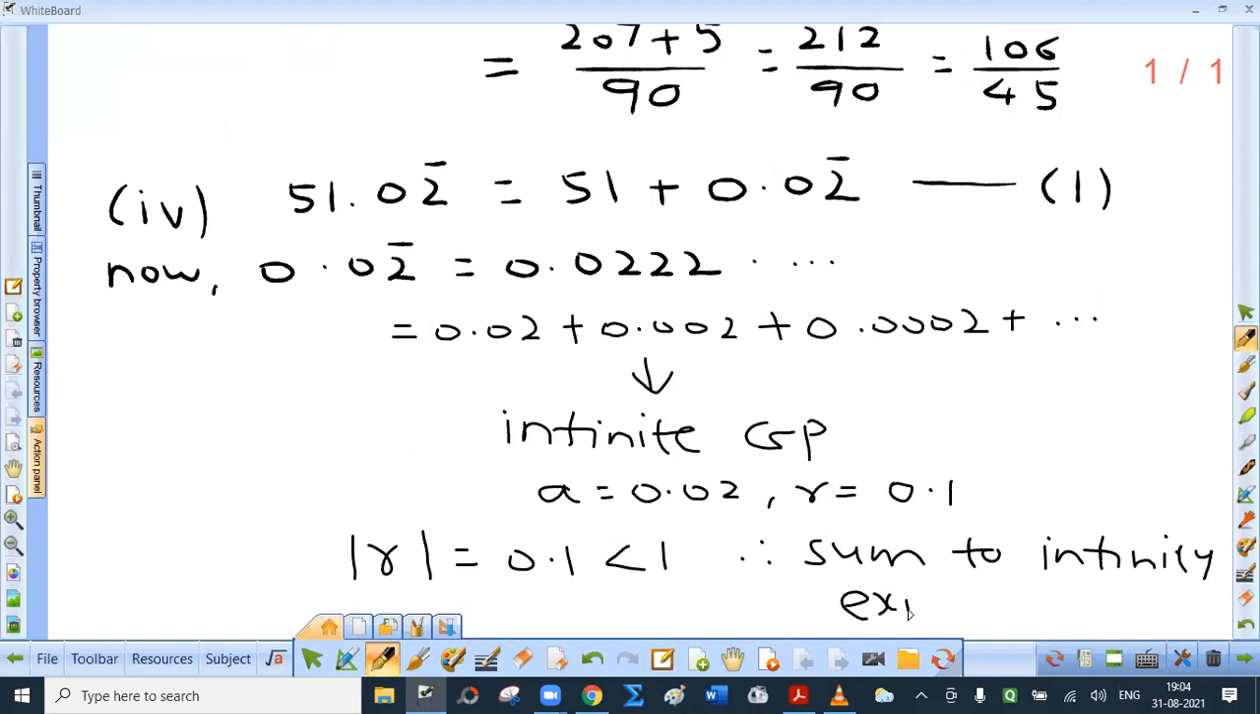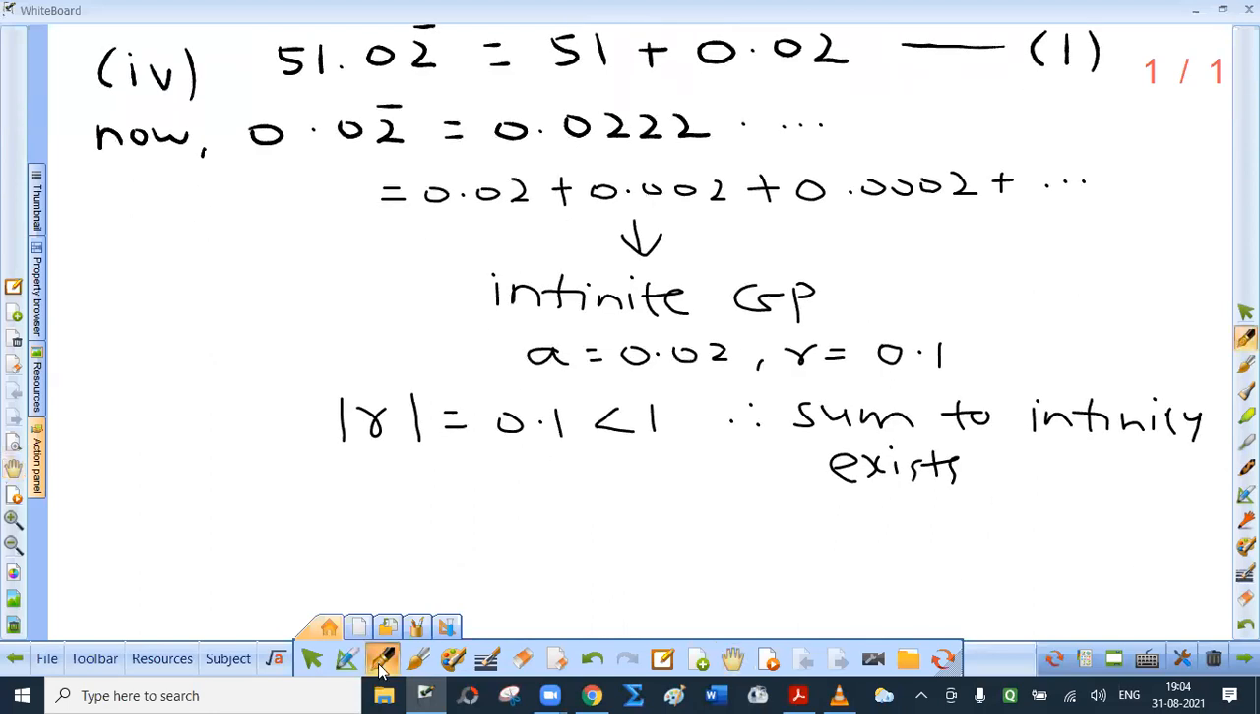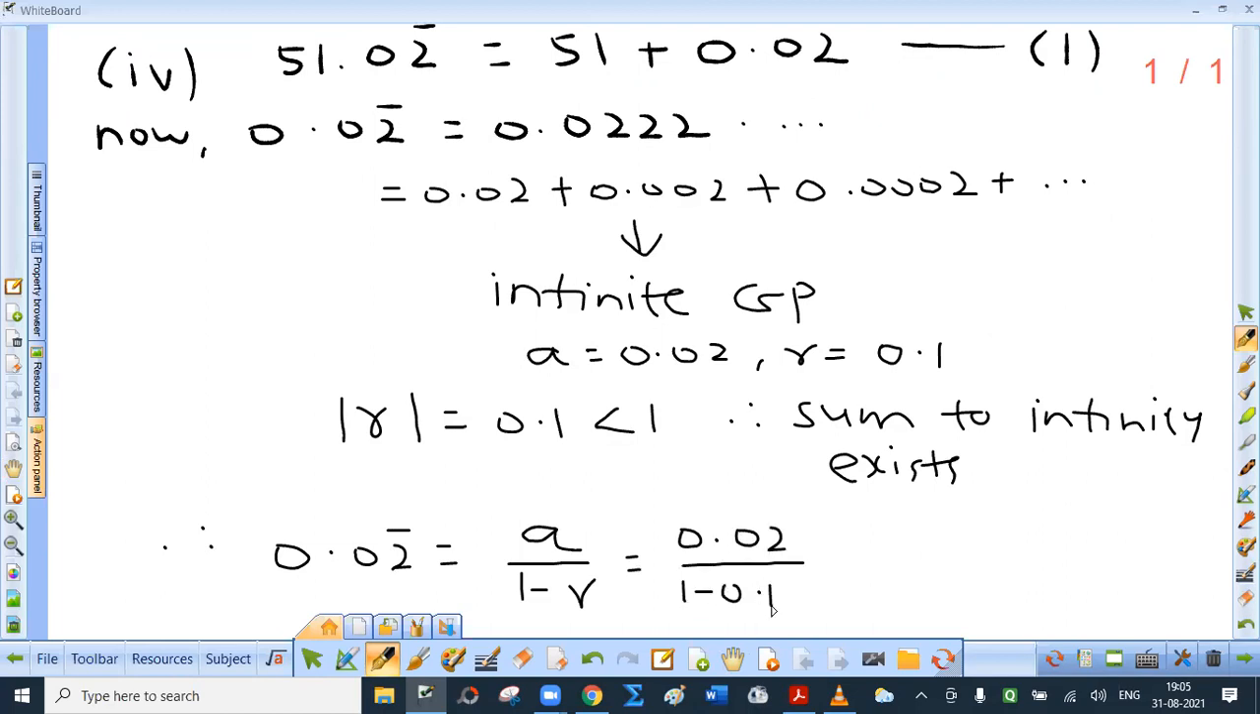Sum exists. So 0.02 bar, a upon 1 minus r, is 0.02 upon 1 minus 0.1. So 0.02 upon 0.9, meaning 0.90, so that I can directly write 1 by 45. 2 by 90 means 1 by 45. Now put this in 1.